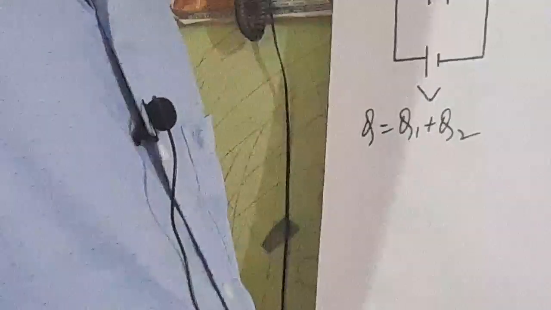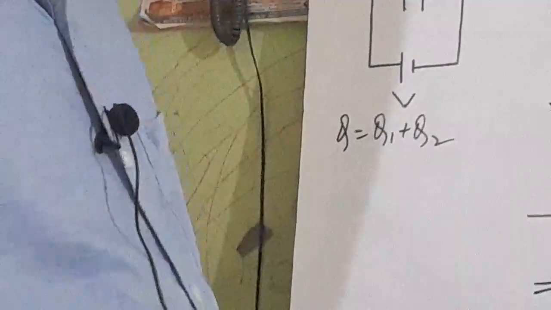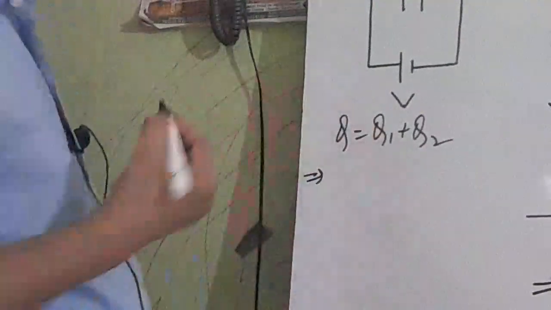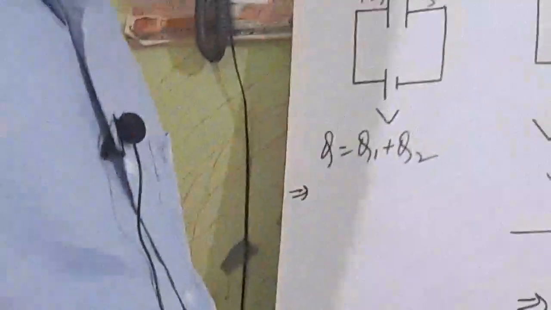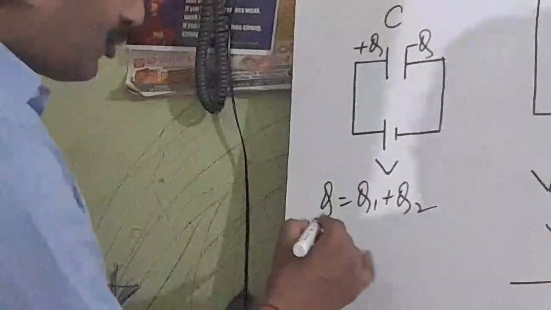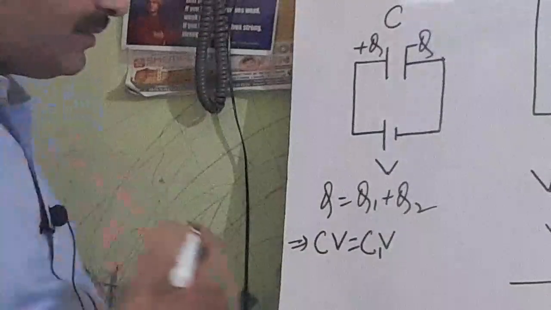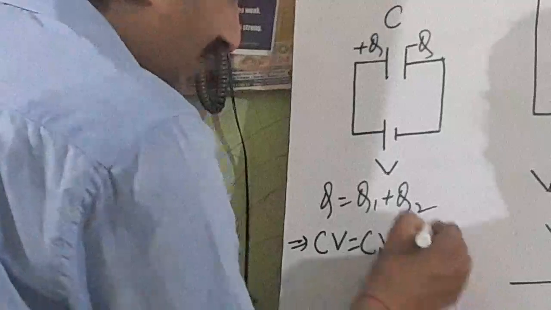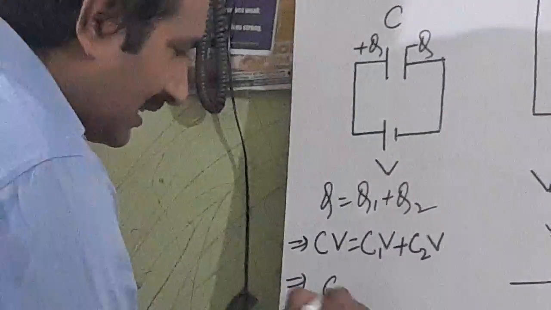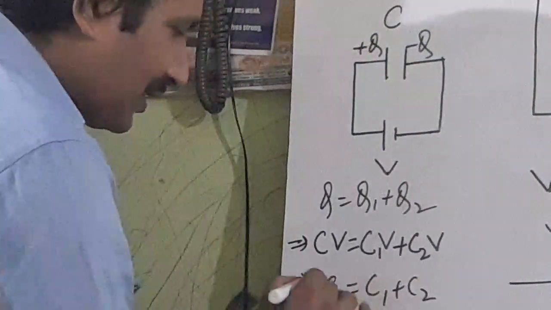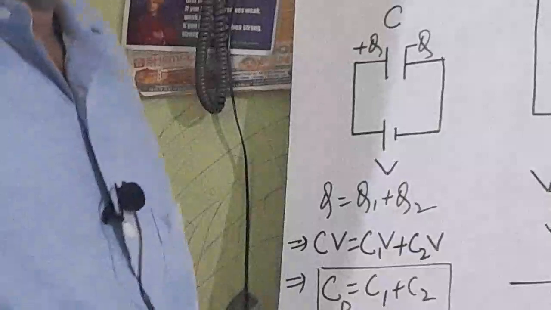So substitute the value of Q here. You see Q is equal to CV. Suppose C is the equivalent capacitance. So Q is equal to CV, and Q1 is C1 V because V1 is also V, plus Q2 is C2 V because V2 is V. From here you can see that V will be cancelled out and ultimately C will be equal to C1 plus C2, as this is the equivalent capacitance in parallel combination. So you can write it here as Cp.